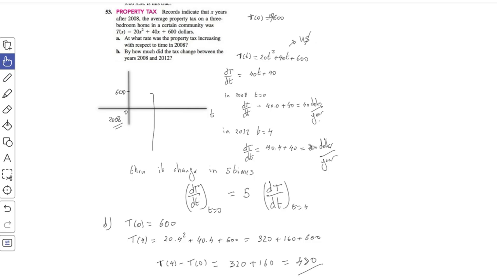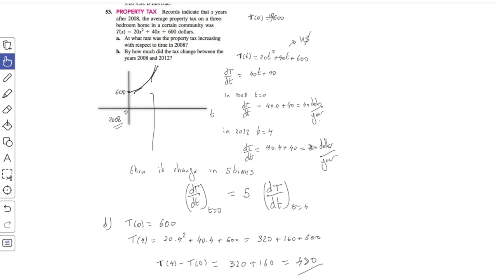So the curve will start here and will go up like a parabola. So the slope is changing all the time. At what rate was the property tax increasing with respect to 2008? At what rate was the property tax increasing?